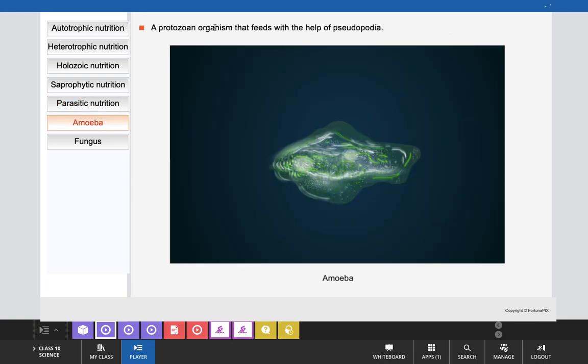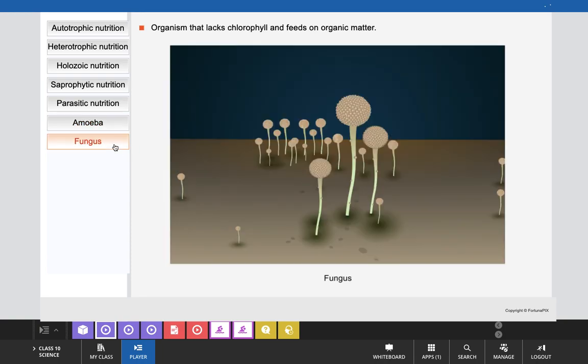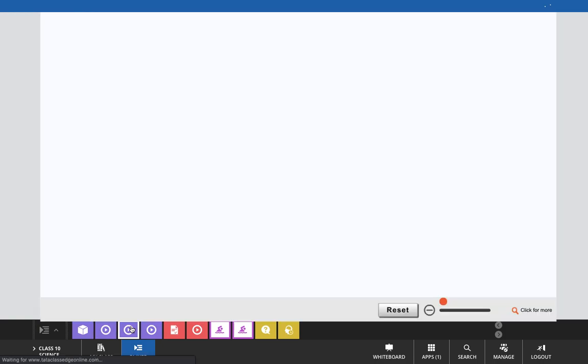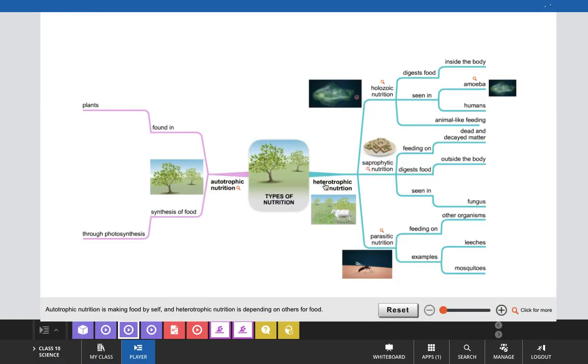Amoeba, a protozoan organism that feeds with the help of pseudopodia. Fungus, organism that lacks chlorophyll and feeds on organic matter by the saprophytic type of nutrition. Here is the concept map of types of nutrition in which again the same thing that we have just now revised with the help of presentation. Here, with the help of this flow chart, also you can revise these facts once again.